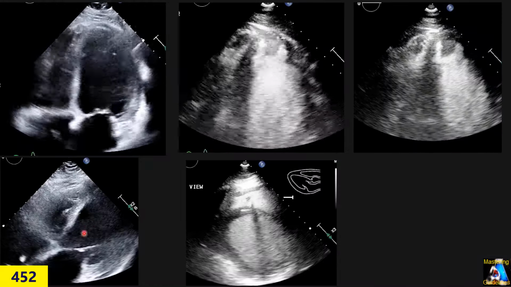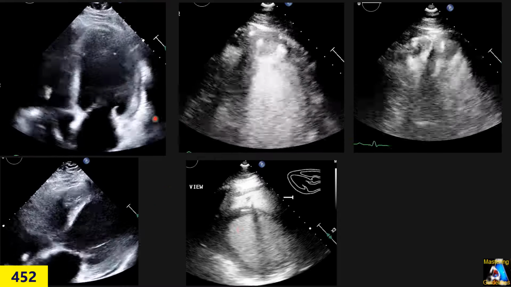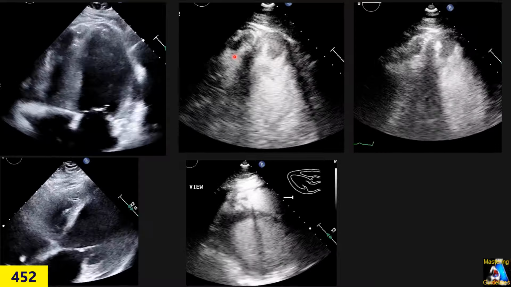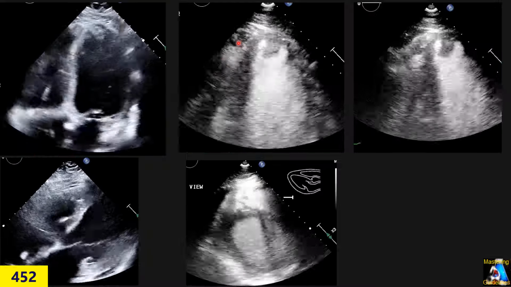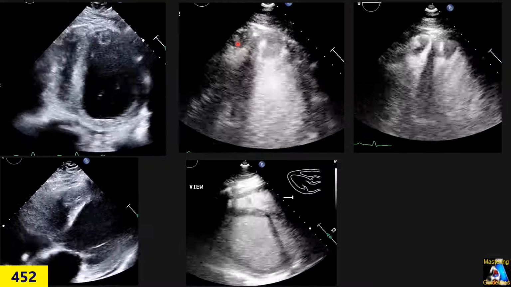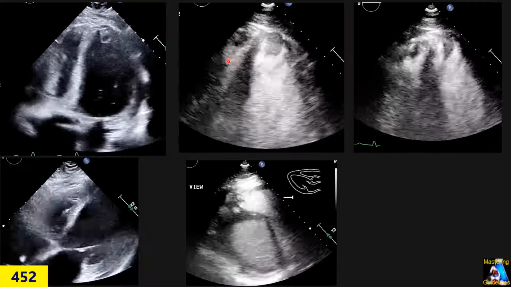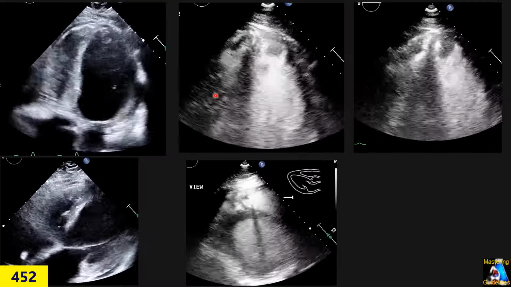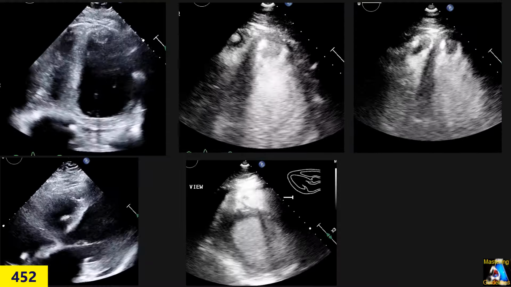Now, based on all those clips, 2D and contrast, what is the entity and diagnosis of this structure at the apex of the right ventricle? Is that thrombus, papillary muscle, unusual papillary muscle, chordae tendineae, artifact, what? And what is your approach and logic to confirm your diagnosis?